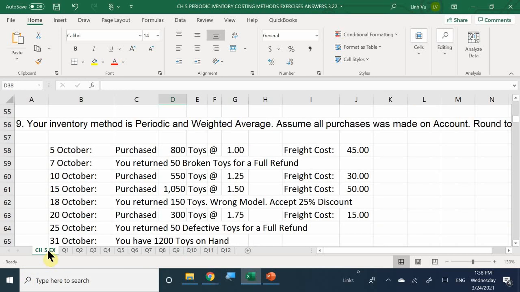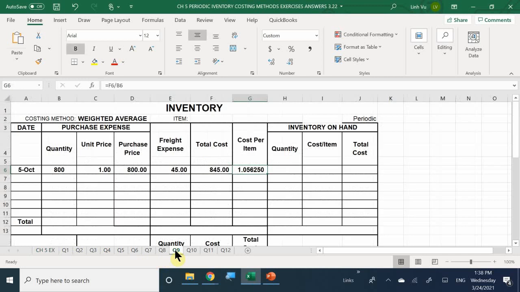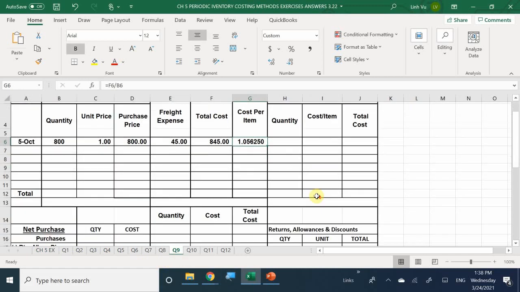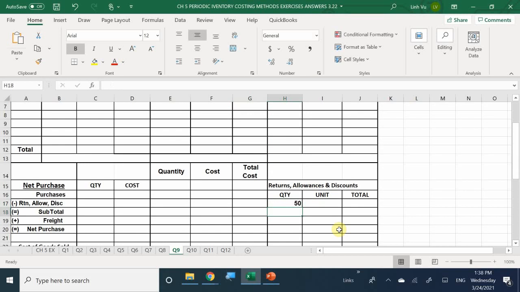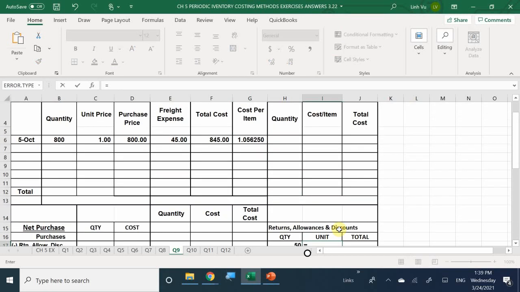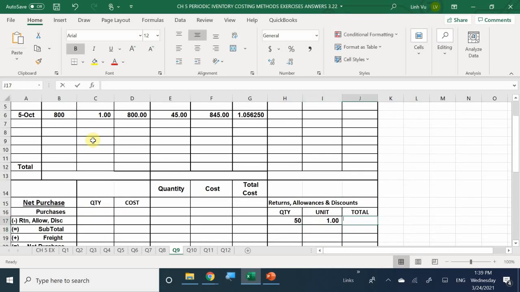So what has happened next? We returned 50 broken toys for a full refund. So once again, I'm going to go down to my little section down here. I returned 50 broken toys for a full refund. At what unit price am I going to refund these items? $1. So what is my total refund? $50. We just multiply right across: 50 times $1 gives you $50.